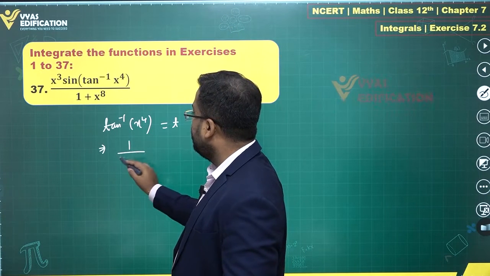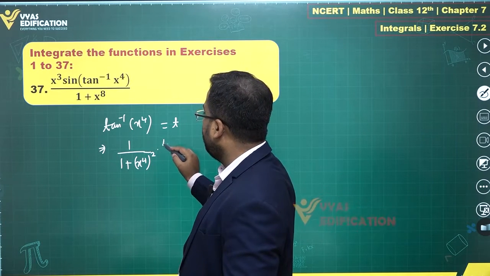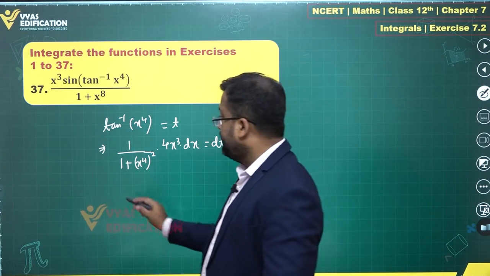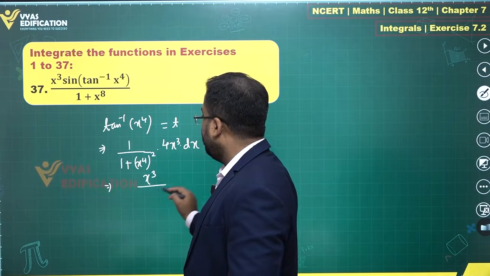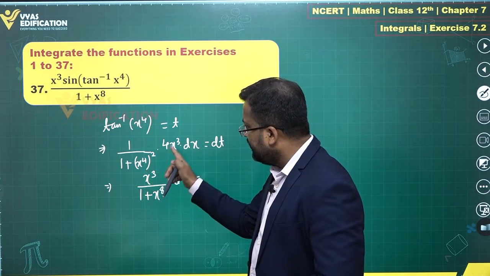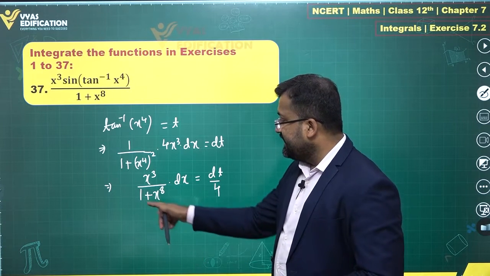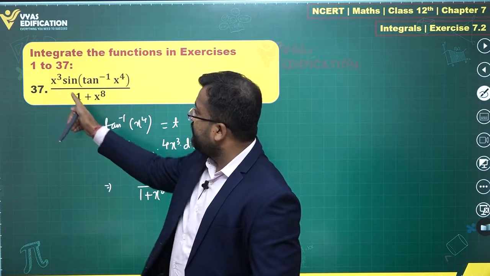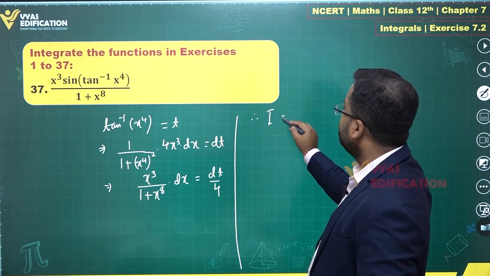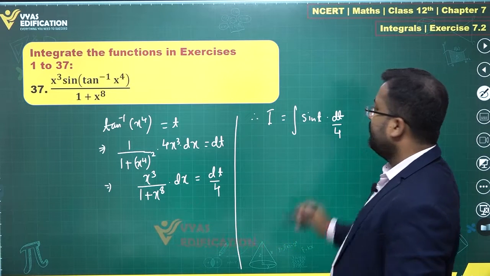The derivative is 1 upon 1 plus x power 8. The derivative of x power 4 is 4x power 3 dx, which is equal to dt. Now from here I observe that x power 3 upon 1 plus x power 8 along with dx. Please observe, this is 1 plus x power 8, this is x power 3, 4 is extra, so that 4 can be brought over here. So x power 3 upon 1 plus x power 8 times dx will be dt upon 4. Therefore, I is equal to sine of t dt upon 4. This is what you have.